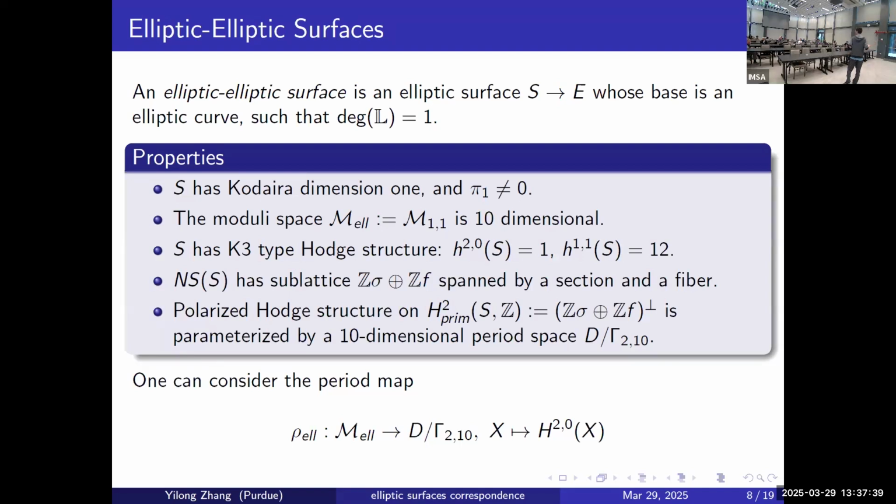And where this gamma will be the orthogonal group preserving the specific intersection pairing.